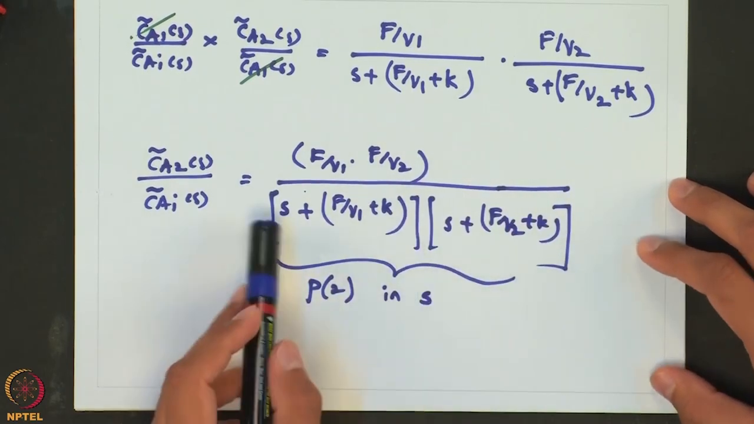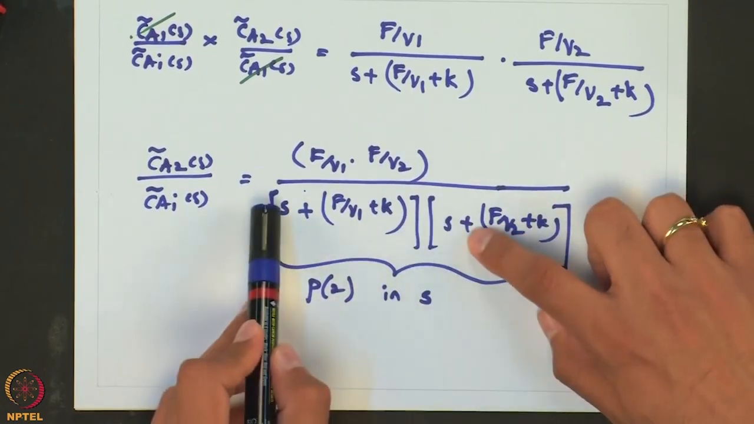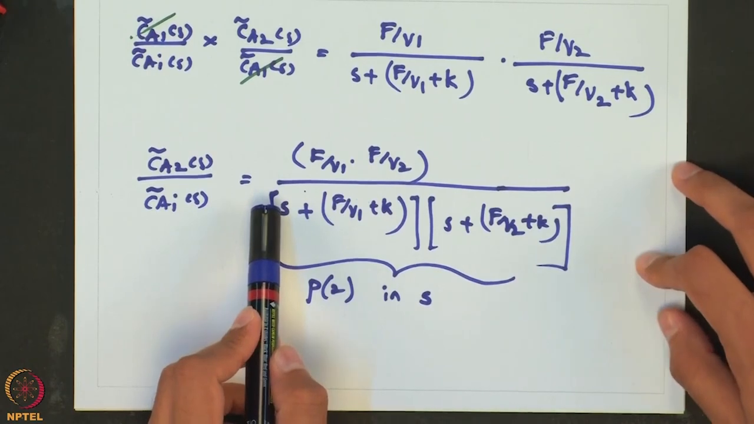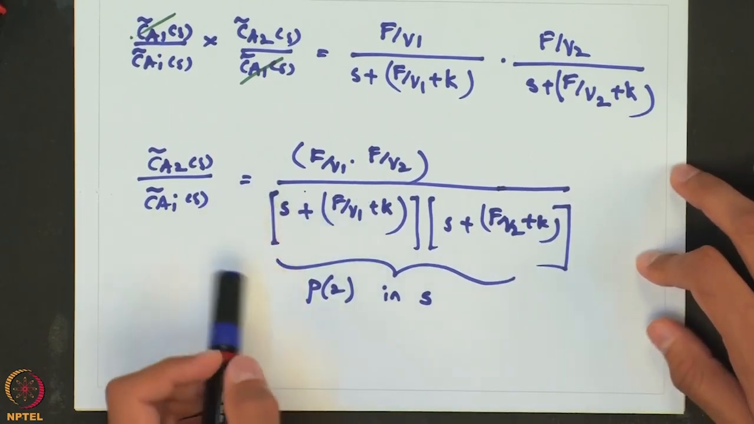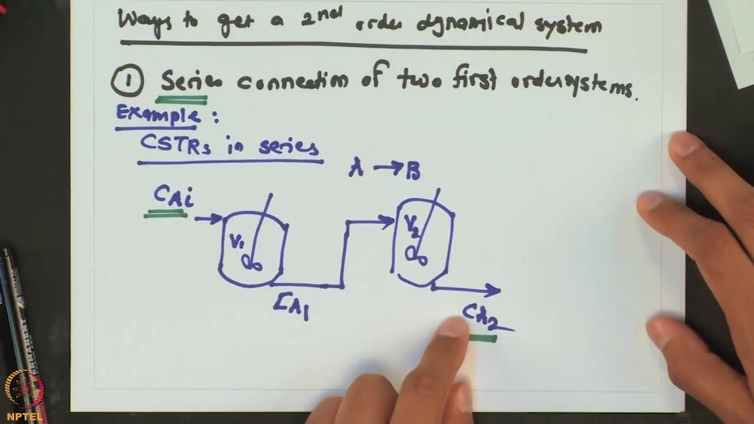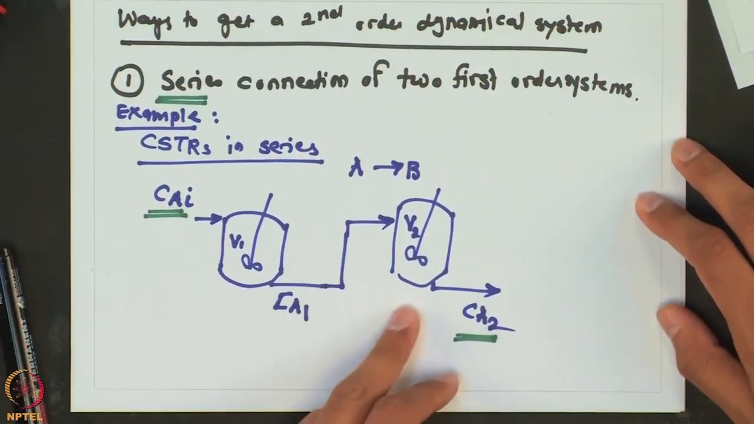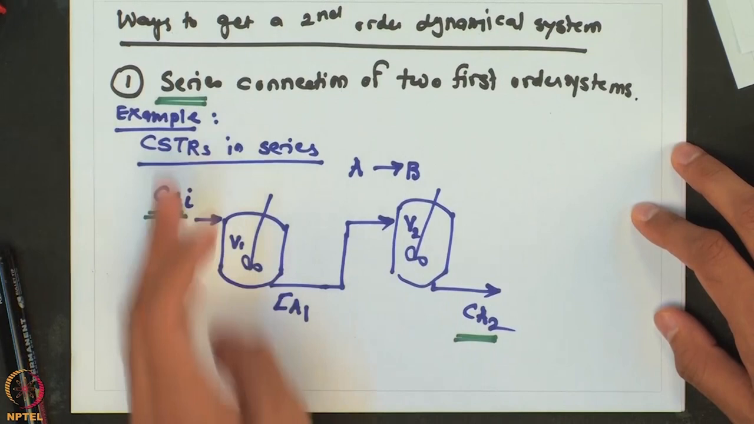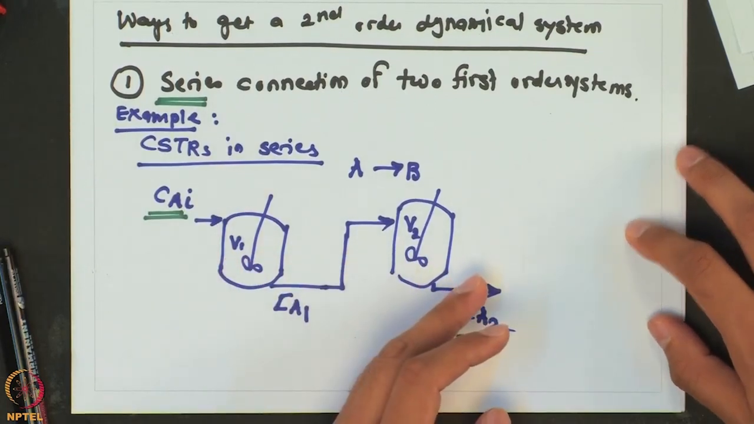But the point is, what you are seeing is there is an S square term, so it is going to be a second order dynamical system. So what we have seen is that when we connect two first order capacities, which in this case were these two first order tanks in a series connection, what we got is a second order dynamical system.